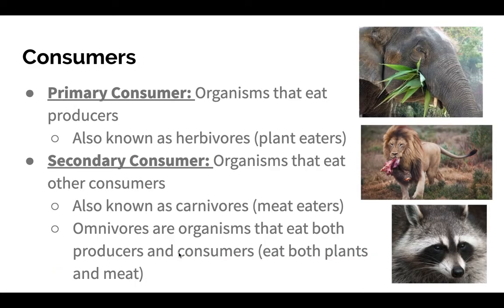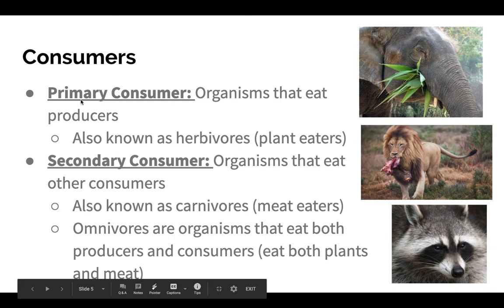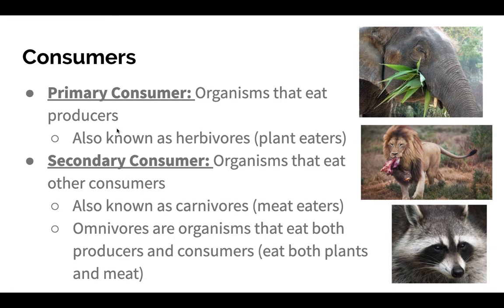Our consumers, there actually are two types that we need to know about as well. Our primary consumers are organisms that eat producers. So these are basically going to be your plant eaters. You might also hear them called herbivores. So this elephant over here, he's going to be eating plants. Plants are producers. So the elephant is a primary consumer.